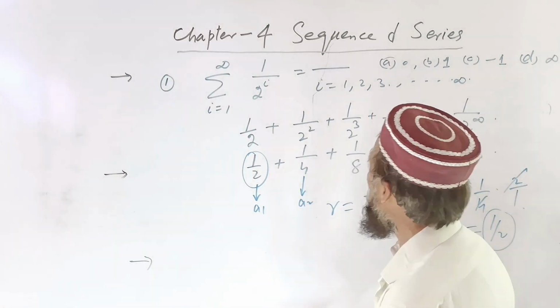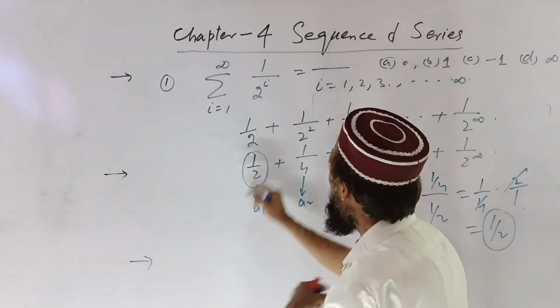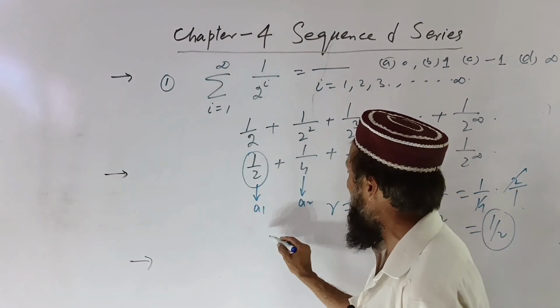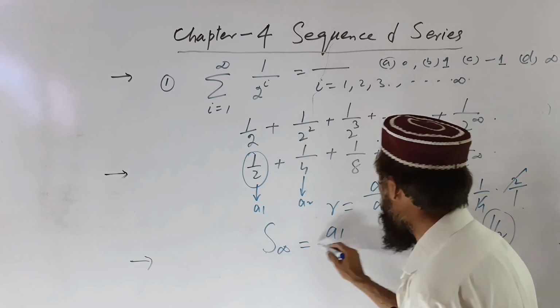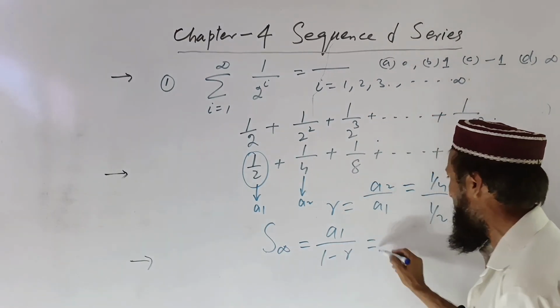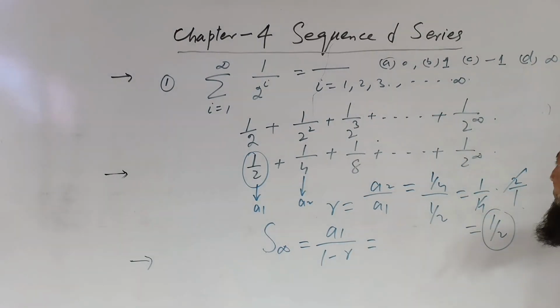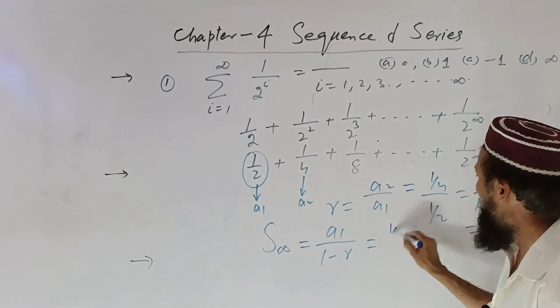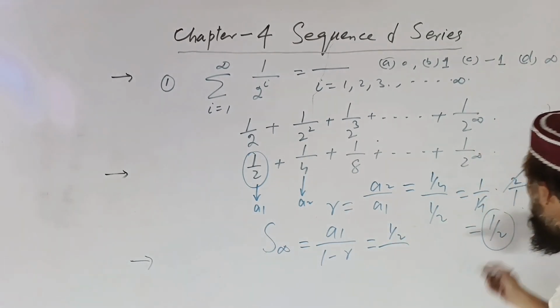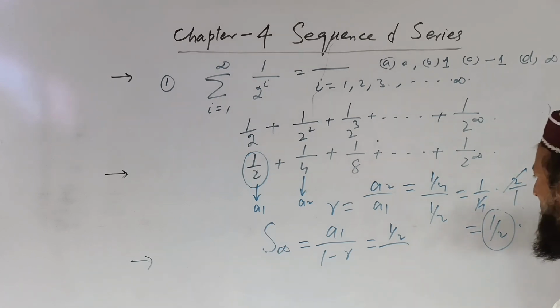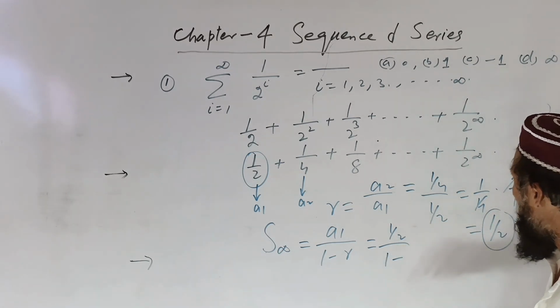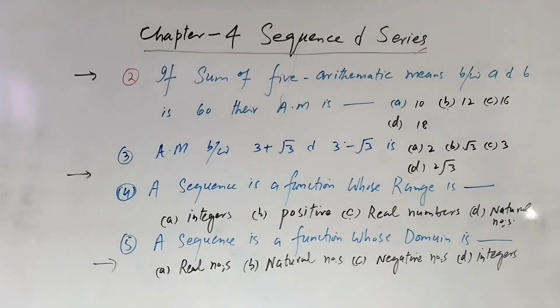Now if we require the sum, we can use the shortcut formula in the geometric series, A1 divided by 1 minus R. A1 is here 1 divided by 2, and R we already have, its absolute value is less than 1, so 1 minus R we already have as 1 by 2.